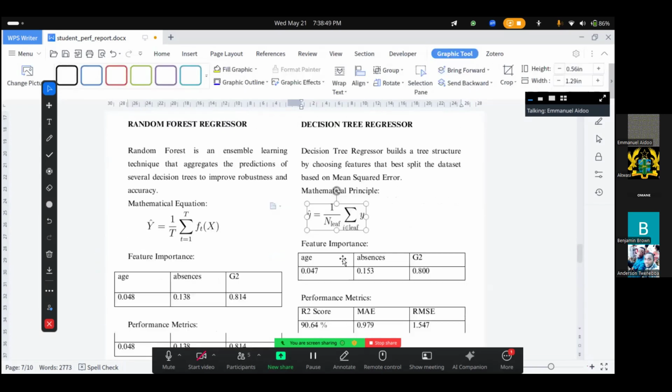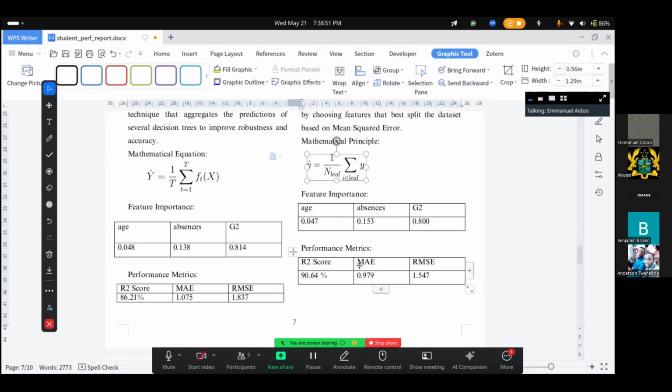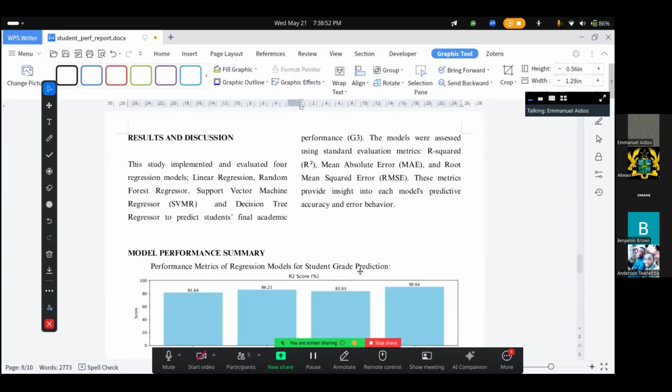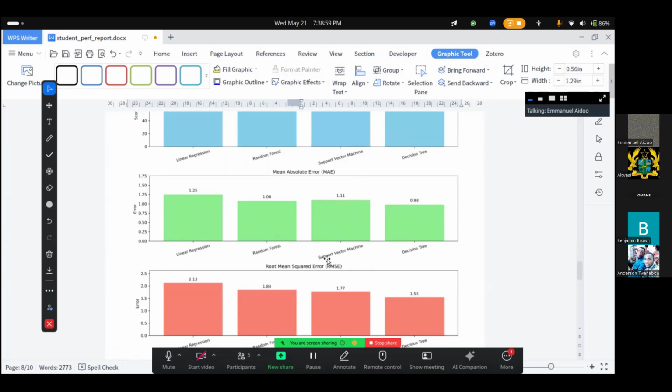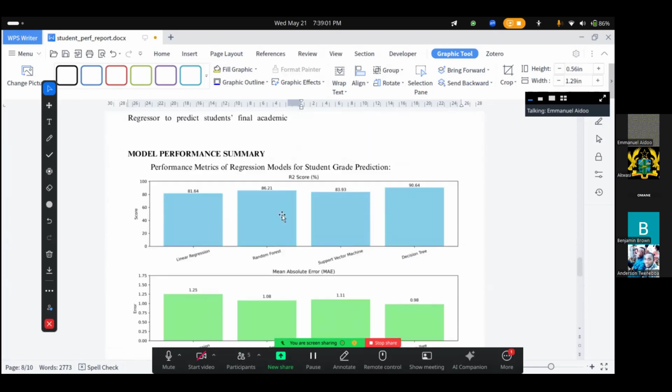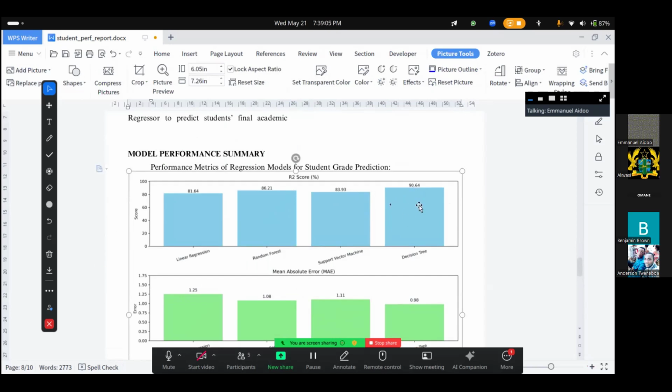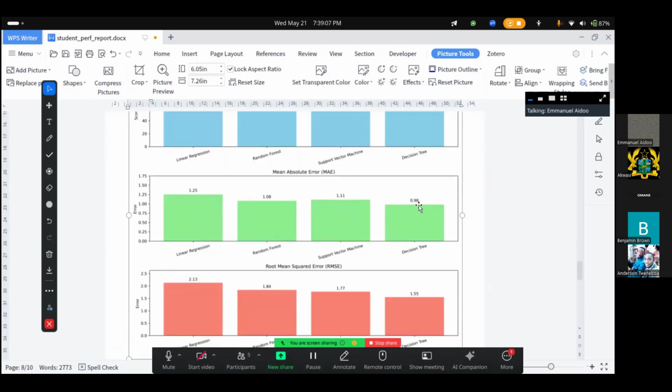This states the formula, and then this states the performance metrics of the decision tree. Okay, and then we also highlighted the performances in terms of bar charts. So with respect to the R square score, decision tree was the highest. That is, it performed best with the errors, the mean absolute error.